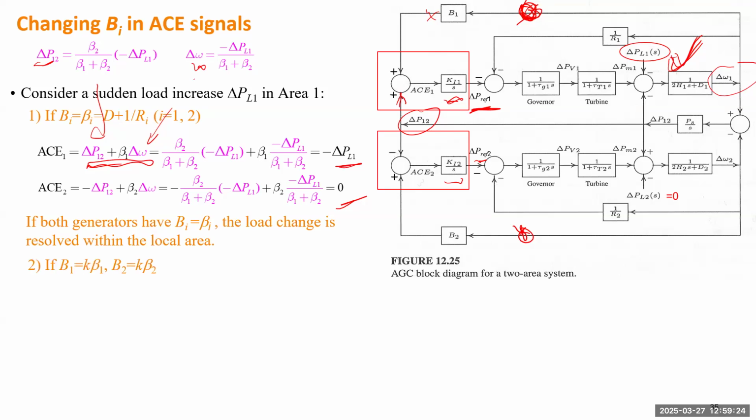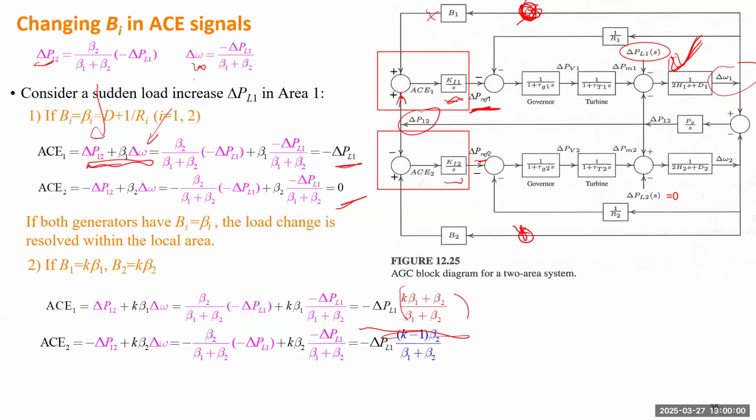Now we can generalize the B value. We simply let B be k times beta. Here we just assume both units take the same factor, same k. If we still plug in the delta P12 and the delta omega, we get a more complex formula. This one is definitely not negative delta PL1, but the load change multiplied by a factor. The factor is determined based on k and the betas. Similarly, ACE2 will have another factor. Both depend on the change on the load.